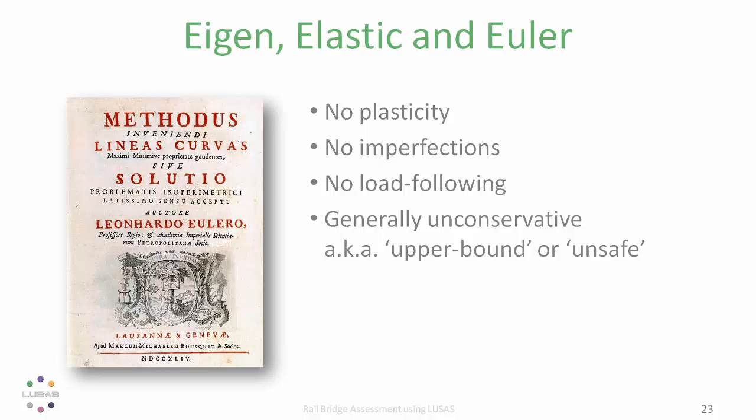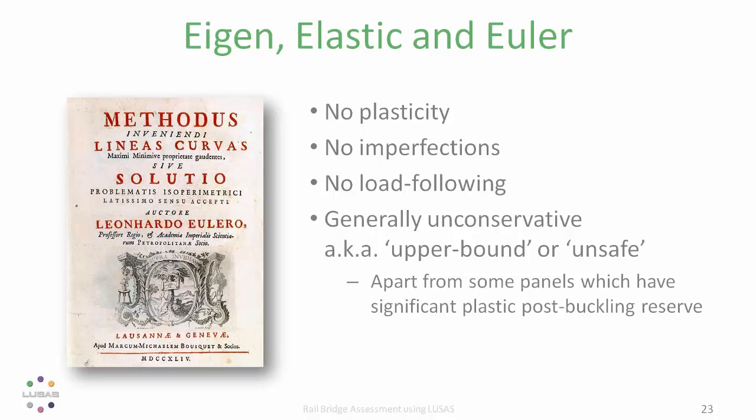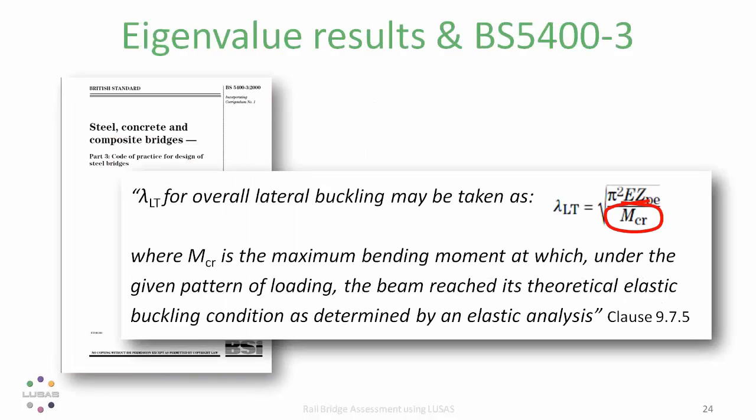There are a few exceptions. There are some special cases where web panels with edge restraints can carry loads through a tension field effect. That gives them some significant post-buckling reserve. But in the general case, and in our case, the real failure load is lower than the elastic buckling load. But in accordance with the Network Rail guidance, we can use BS 5400 Part 3 clause 9.7.5, which uses that elastic critical moment, MCR, to define a slenderness for lateral torsional buckling, lambda LT. In this case, we find the lambda LT to be about 51.